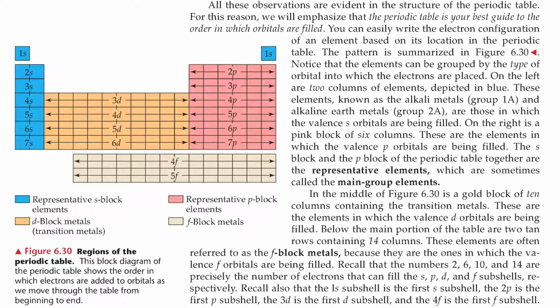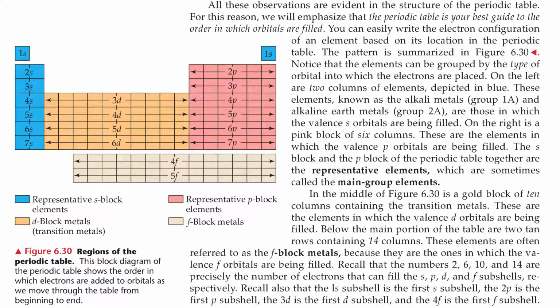All of these observations are evident in the structure of the periodic table. For this reason, we'll emphasize that the periodic table is your best guide to the order in which orbitals are filled. You can easily write the electron configuration of an element based on its location in the periodic table. The pattern is summarized in Figure 6.30, Regions of the Periodic Table. This block diagram of the periodic table shows the order in which the electrons are added to orbitals as we move through the table from beginning to end.